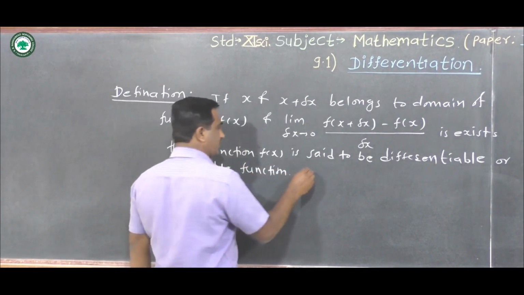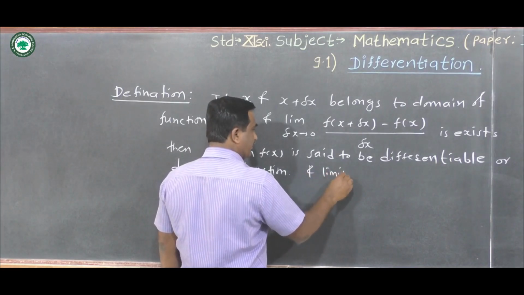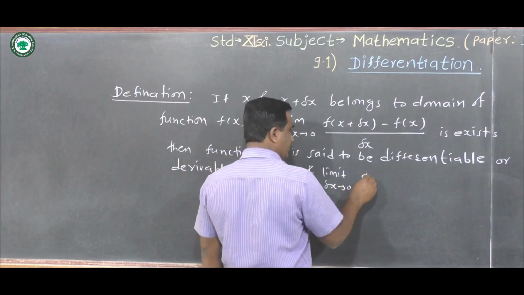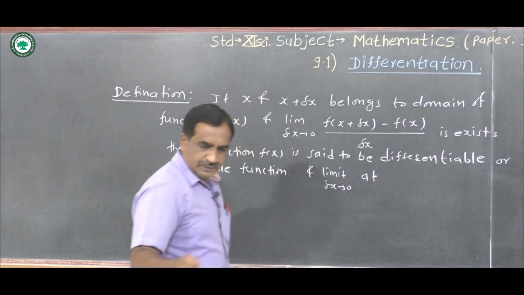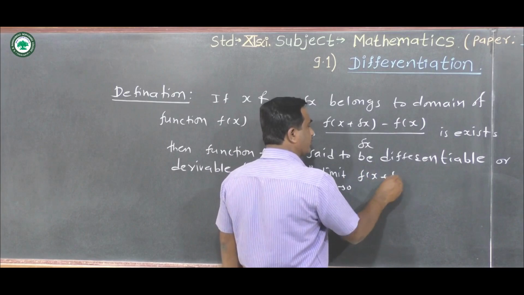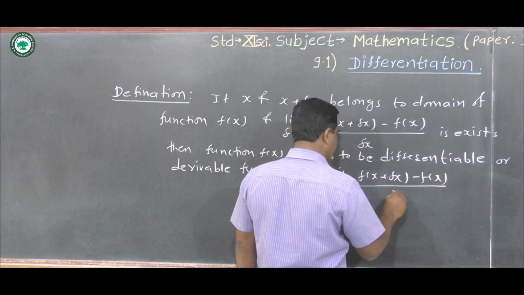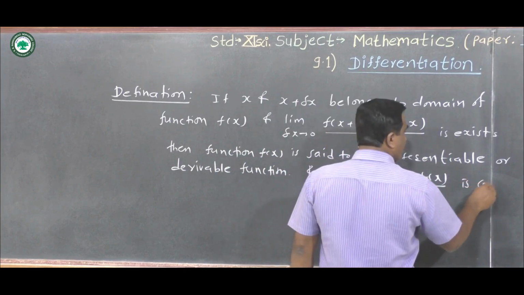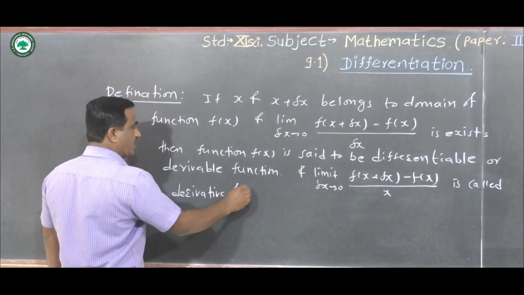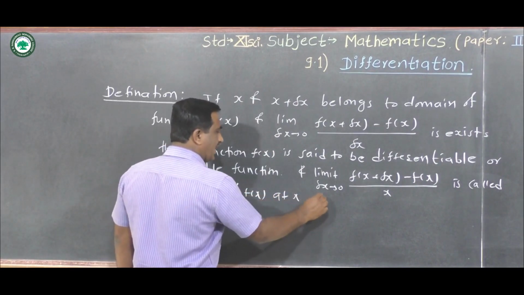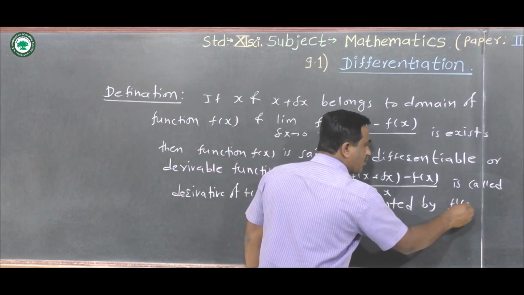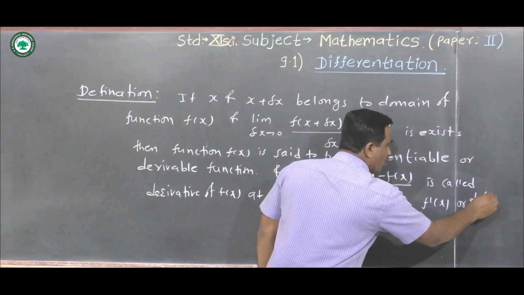and this limit delta x tends to 0 at x, limit delta x tends to 0 f of x plus delta x minus f of x upon delta x is called derivative of f of x at x, and it is denoted by f dash of x or d by dx of f of x.